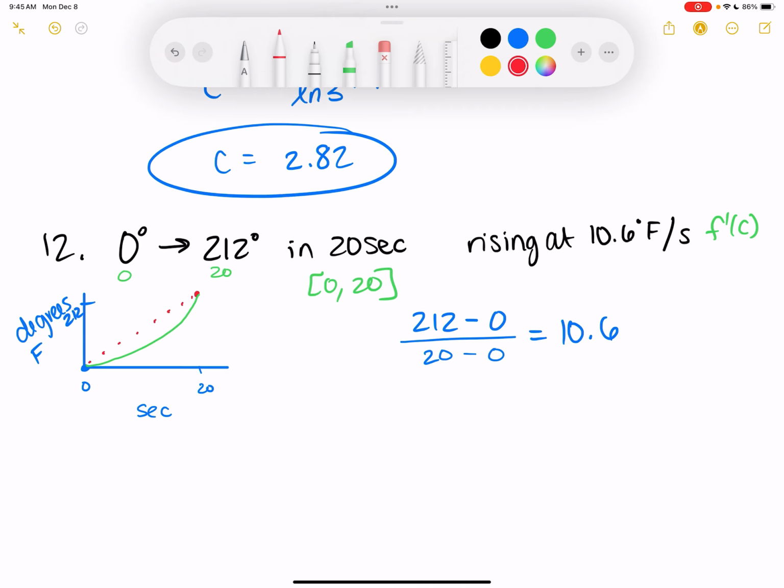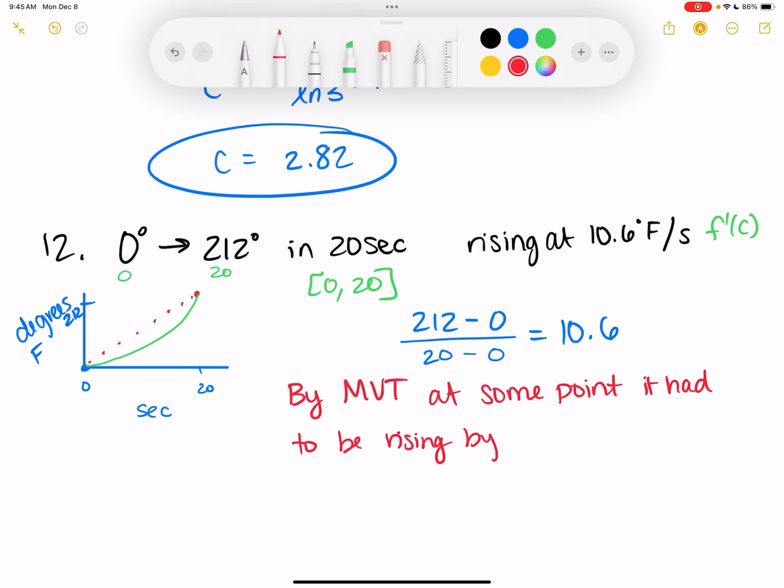And then to wrap it up, we would just say, by the mean value theorem, at some point, it had to be rising by exactly 10.6 degrees Fahrenheit per second. That's just how we wrap those ones up.